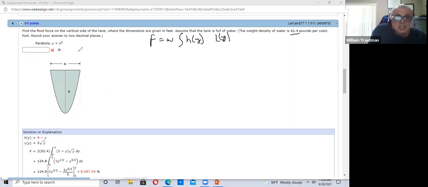And it says the fluid force, once again, it says the tank is full of water. So how deep is it? We know it's 9 feet deep. So, here's the answer that we want for H(y), but we need to understand how they got 9 minus y. Can anybody tell me why we're using 9 minus y?